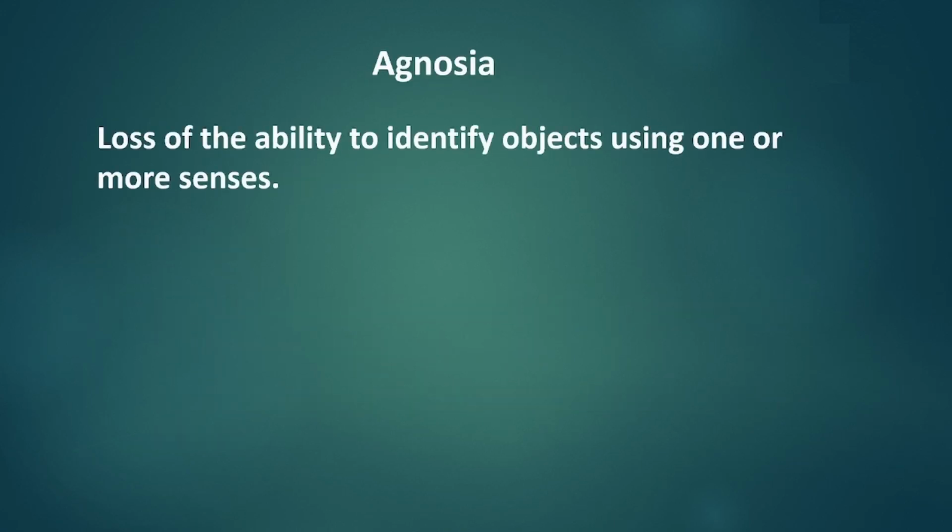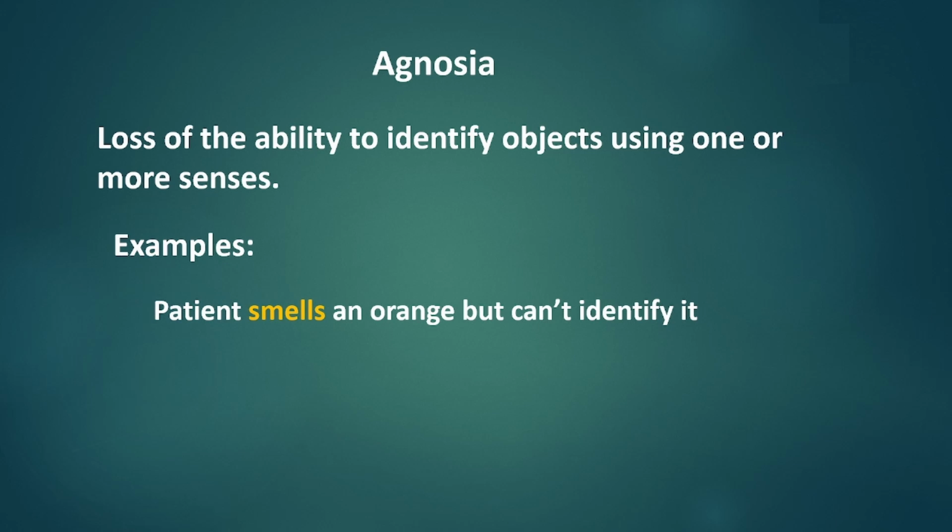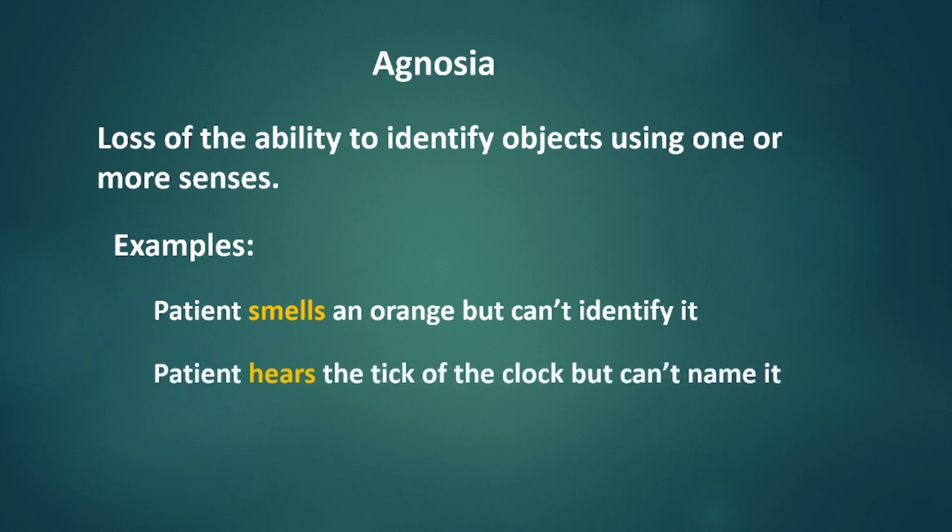Agnosia, loss of the ability to identify objects using one or more senses. Examples: patient smells an orange but can't identify it. Patient hears the tick of the clock but can't name it.